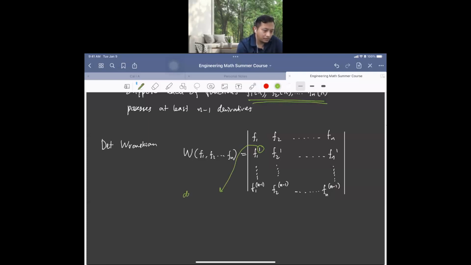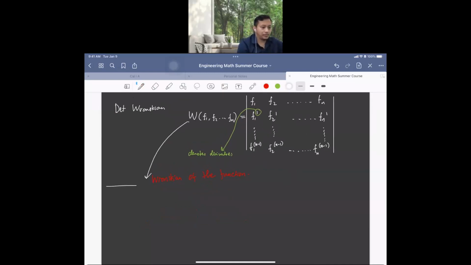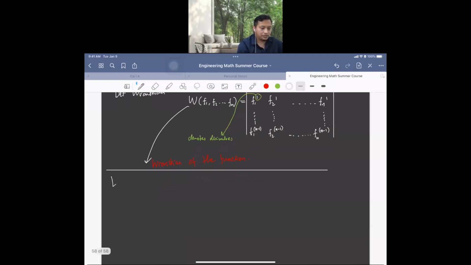So the prime here denotes derivative. So we call this the Wronskian of the function. Okay, let me write the notes and how to use this Wronskian.